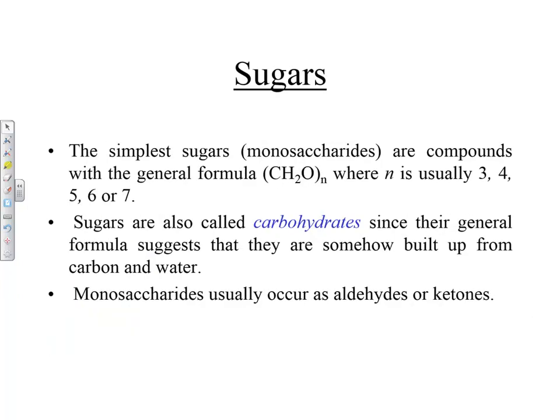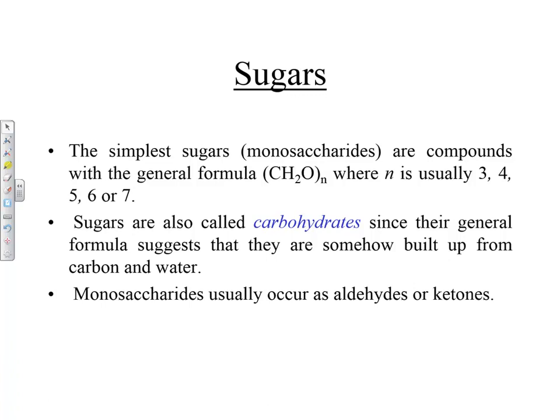Now, if you're looking at sugars, the simplest sugars are called monosaccharides. These are compounds with the general formula CH2O times N, where N is usually 3, 4, 5, 6, or 7. Because it contains carbon, C, and then H2O, it's a carbohydrate. So sugars are also called carbohydrates because of this general formula.